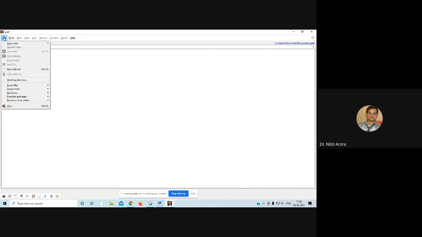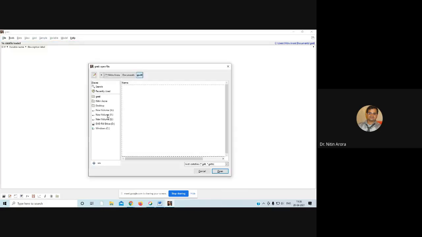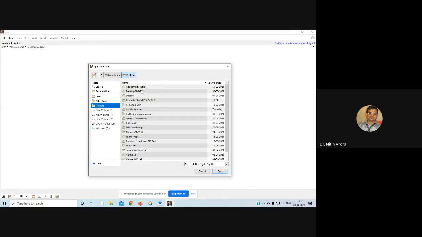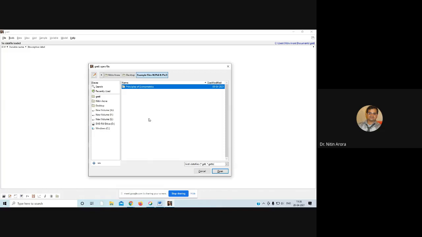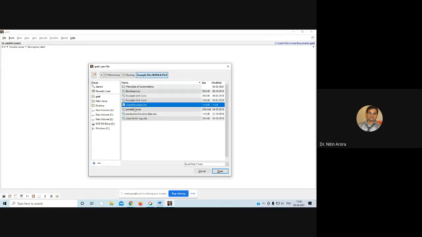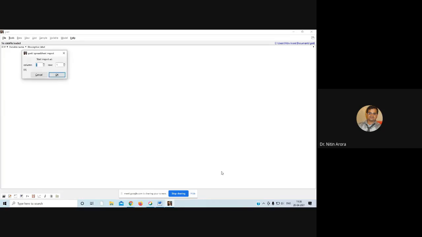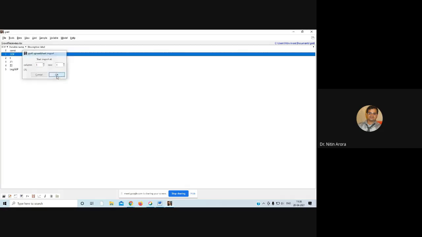Go to File, Open Data, User File, Desktop. I have the files stored here. The Excel file is growth piecewise. I have shared this file with you; hope you have downloaded it. Let us open this file here. Click open. Click OK. Data is available.